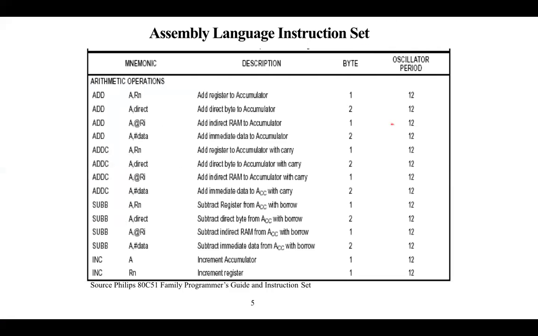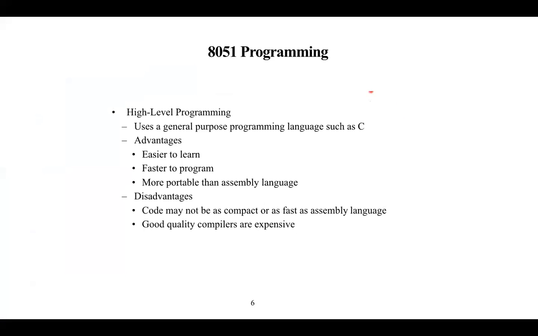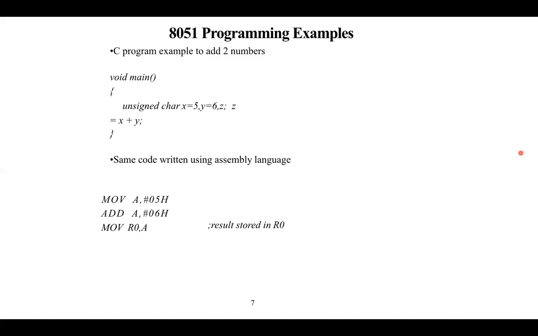8051 programming. It is a high-level programming. It uses a general-purpose programming language such as C. Advantages: easier to learn, faster to program, more portable than assembly language. Now the disadvantages. Code may not be as compact or as fast as assembly language. Good quality compilers are expensive.